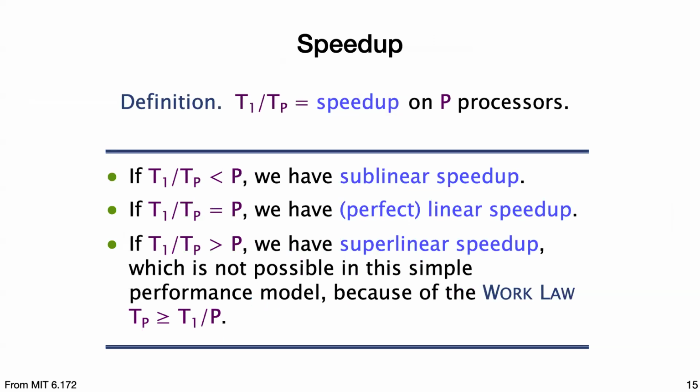Speed up is T1 over TP, where T1 is the time on one processor, TP is the time on p processors. Ideally, we would like to have p speed up. That's like the best case scenario. In practice, we can have super linear speed up, but in theory, due to the work law, we cannot. That's like a practical thing. We would like to achieve p.